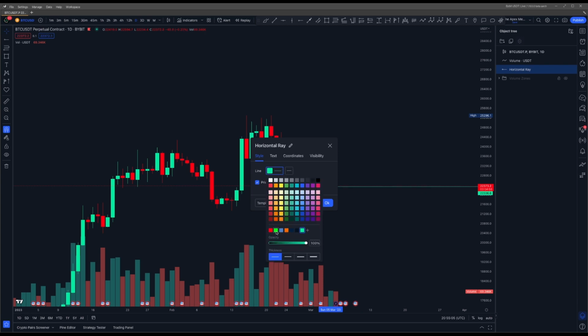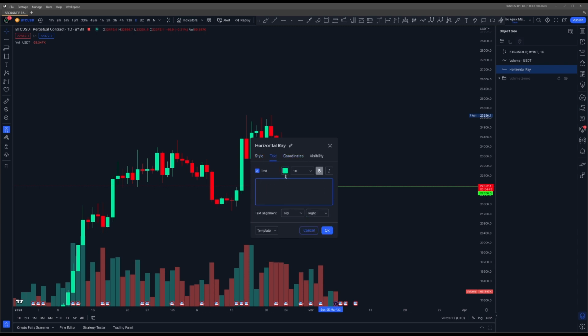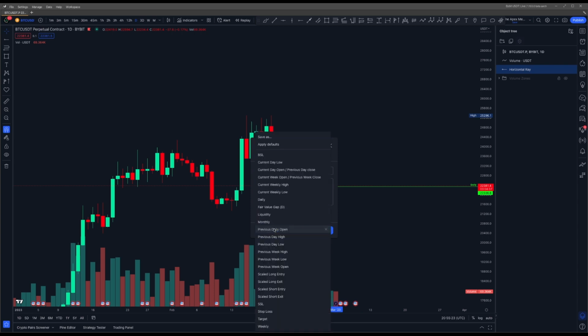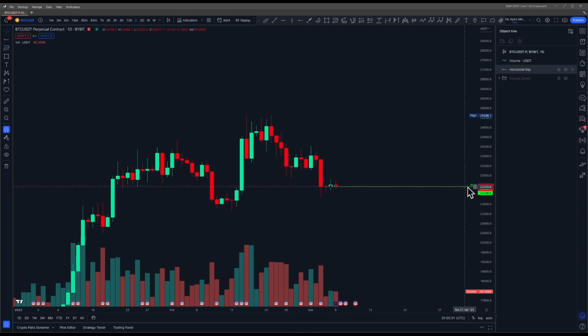I'm going to change it to my apex green color, and then I'm going to label that. Change the text color, label it daily because it's a key high term time frame, and then click OK. Now click template, and click save as. I've got a lot of different templates for the stuff I use anyway, so I don't need to save it, but that will be a daily.